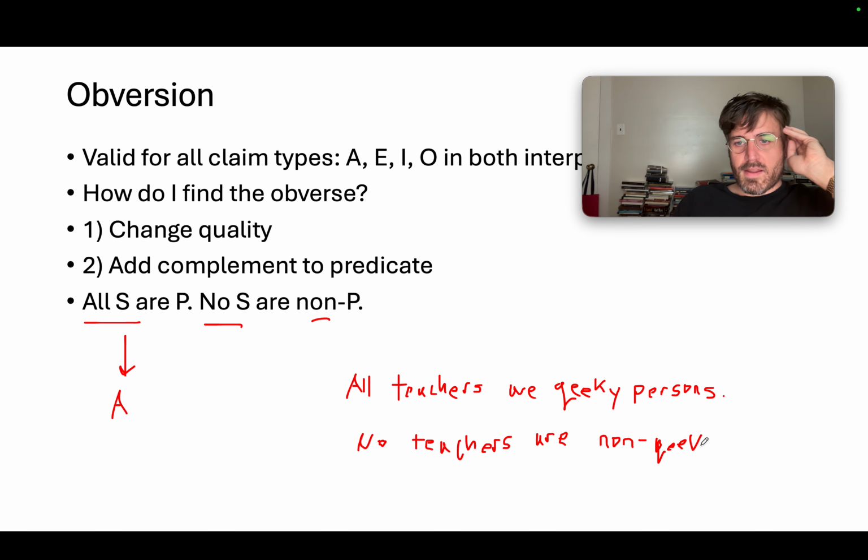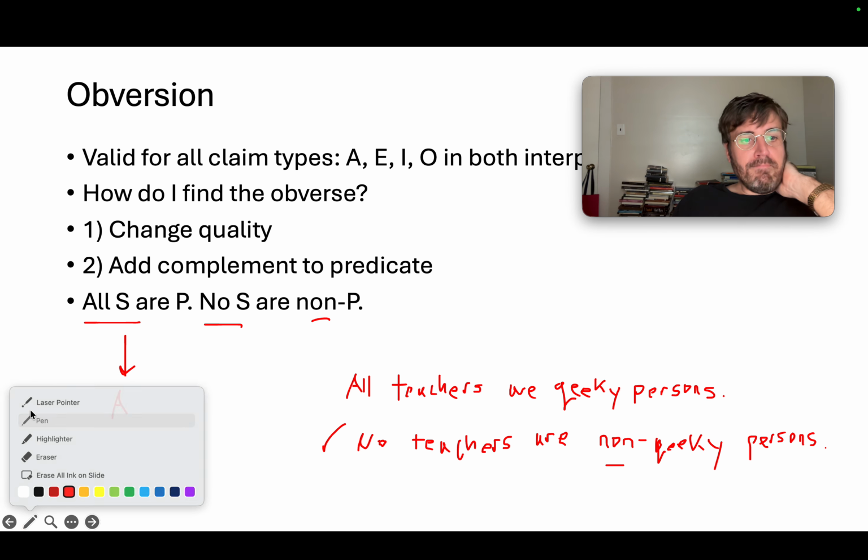So be careful here. Don't write not, are not. That is a very different sentence than no teachers are non-geeky persons. This is the converse of all teachers are geeky persons. All right, so we needed that non-dash predicate term to have the complement in place, not are not. That is a different sentence.